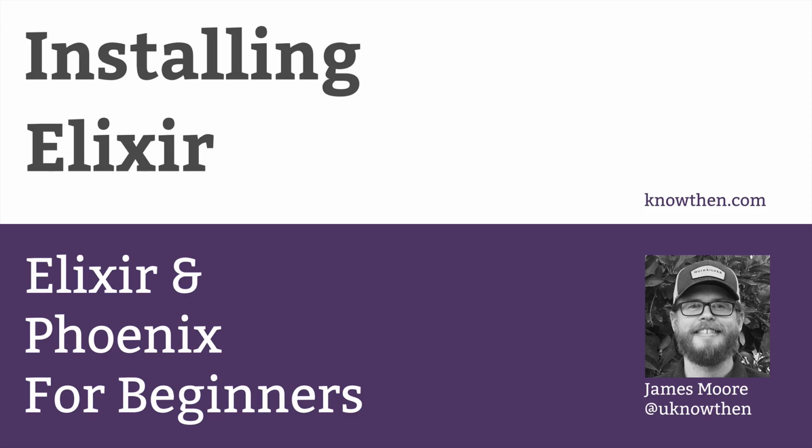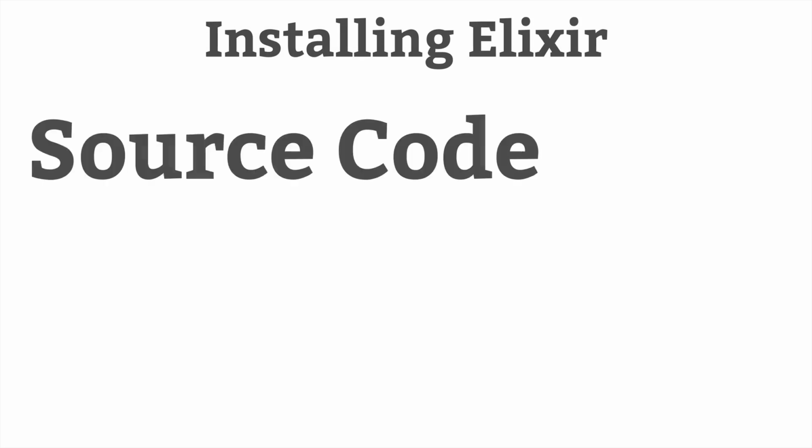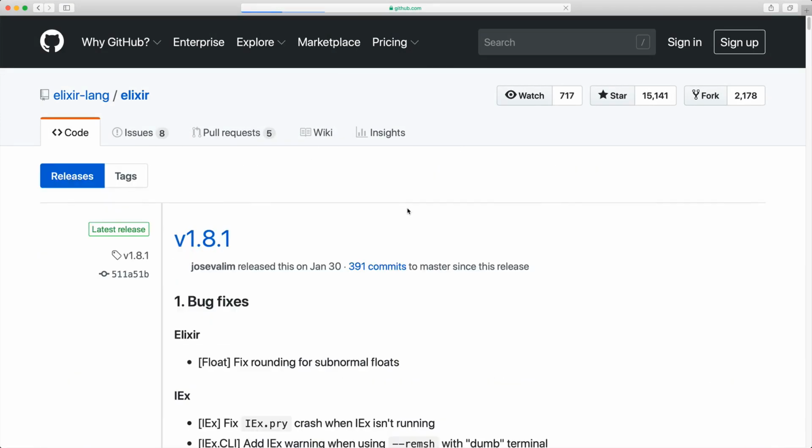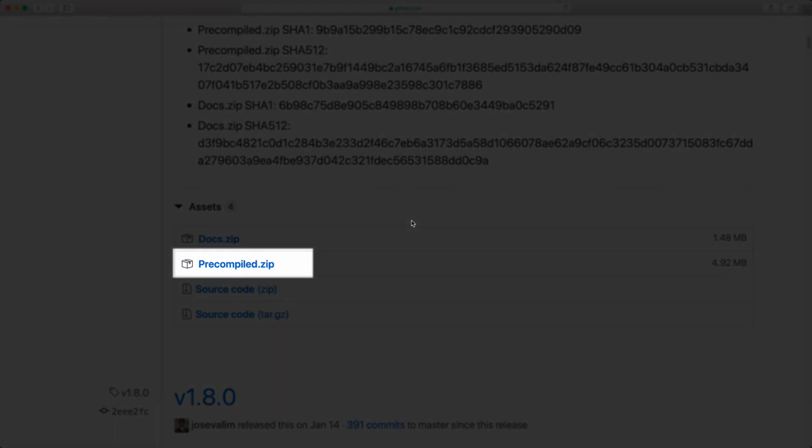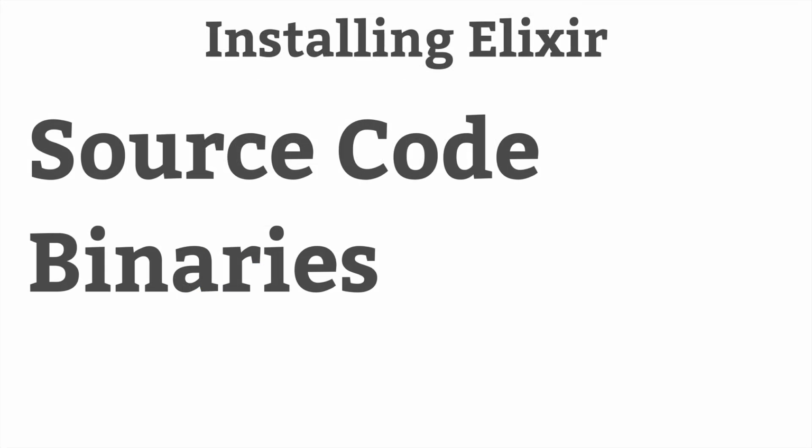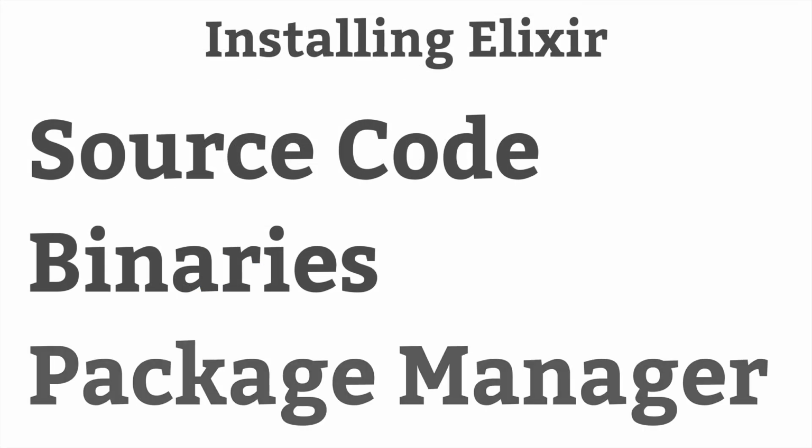There's many different options for installing Elixir. You could download and compile the source code, if that's how you roll, or you could download pre-built binaries and place them in appropriate directories and then set some environmental variables, or you can just use an installer or package manager, which is what I recommend.